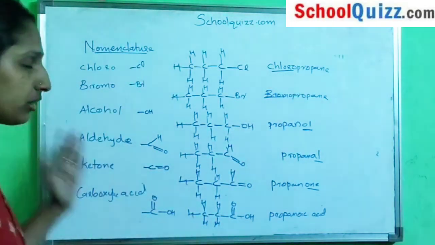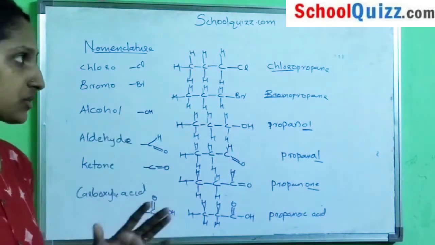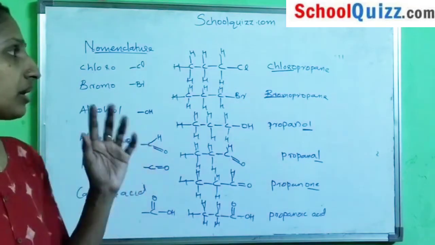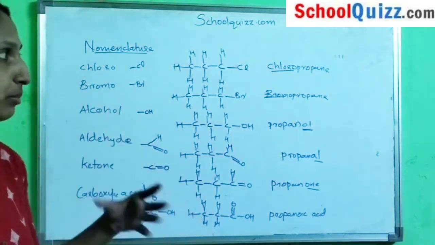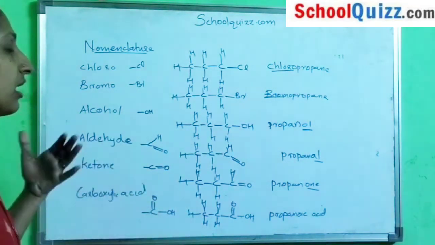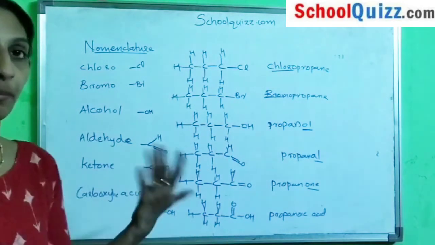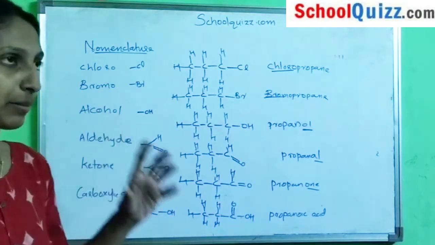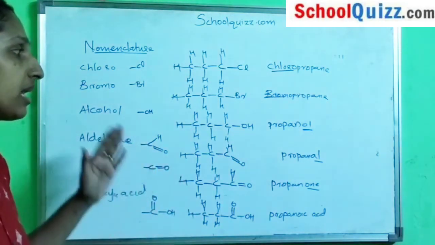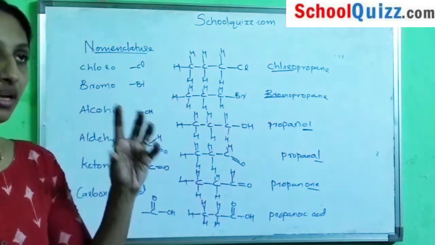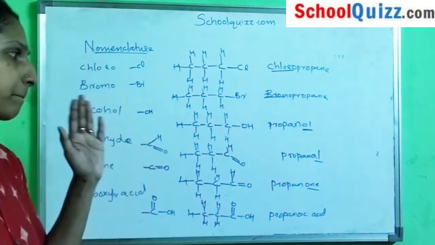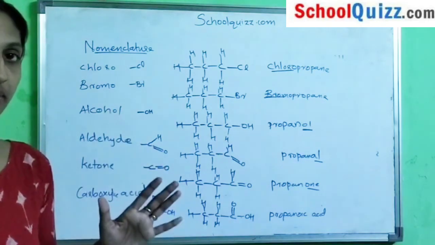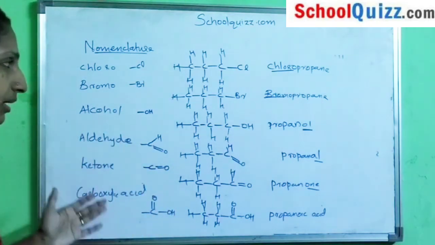So this is an important topic which may be asked in your subjective exam, that is, either they will ask you to write the structure of chloropropane or chlorobutane, or they will ask you to write the structure of propanol or propanal. So while considering a functional group with a carbon atom, one thing to be remembered is that in total there should be 3 carbon atoms if propanal is taken. So this is about the nomenclature.